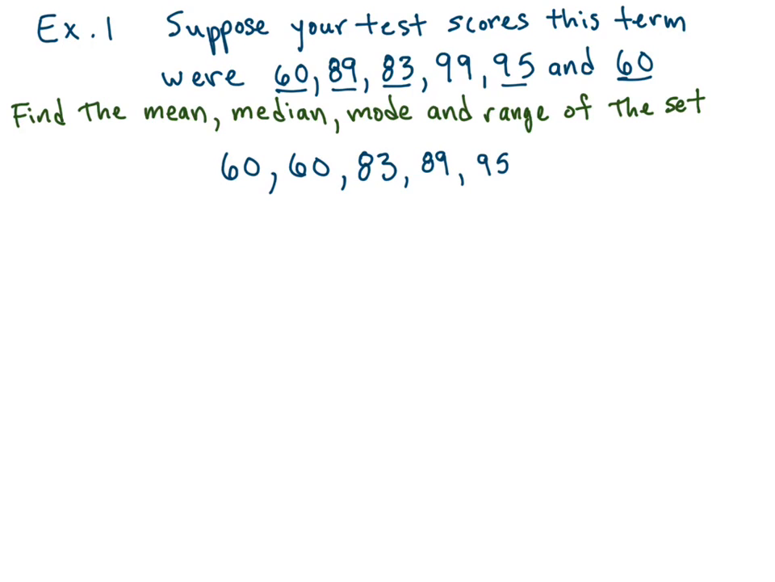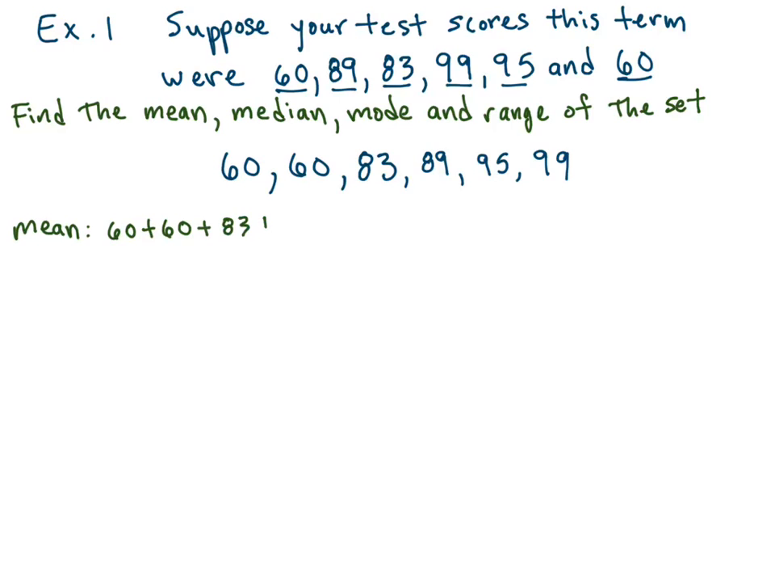So I like to underline, or you can scratch out if you want, but I like to get all of my number sets in numerical order, so from smallest to largest. That's always a good thing to do. I didn't really need to do that for the mean, but I thought it was worthwhile. I'm going to need to do it for the other one, so I might as well do it now.